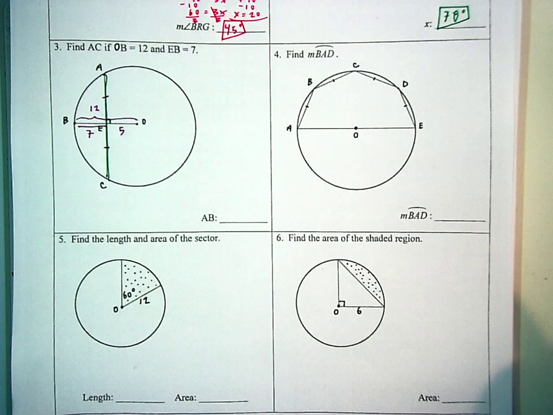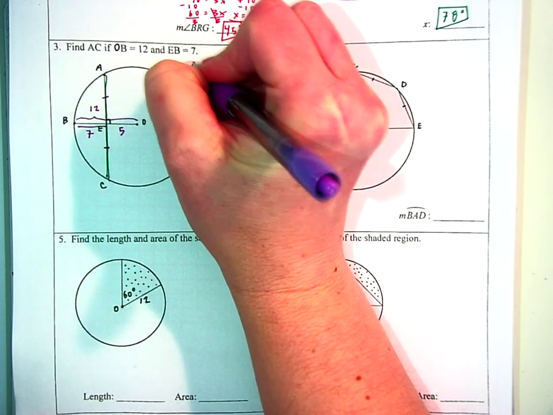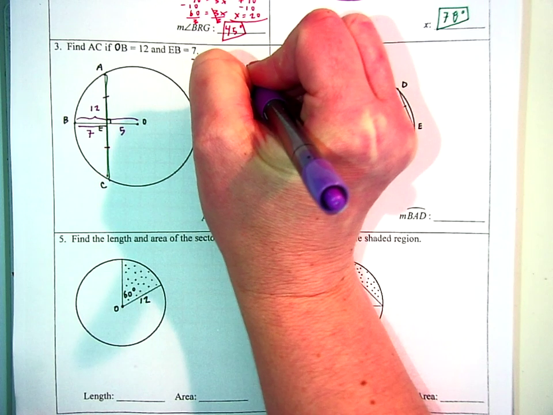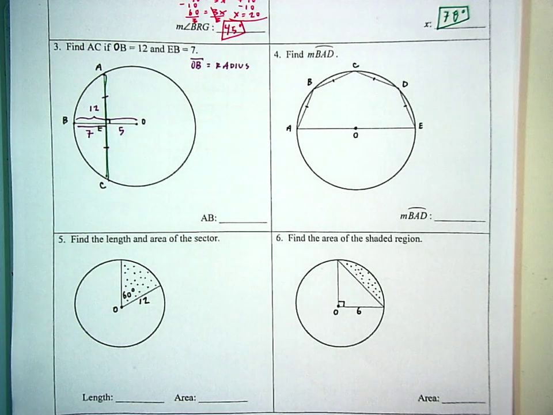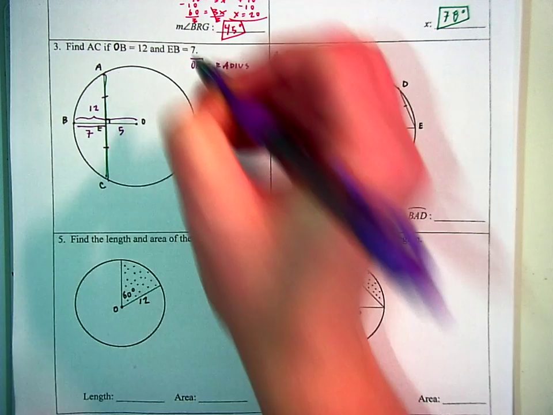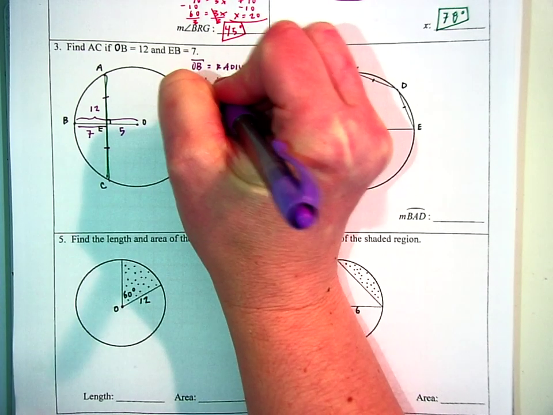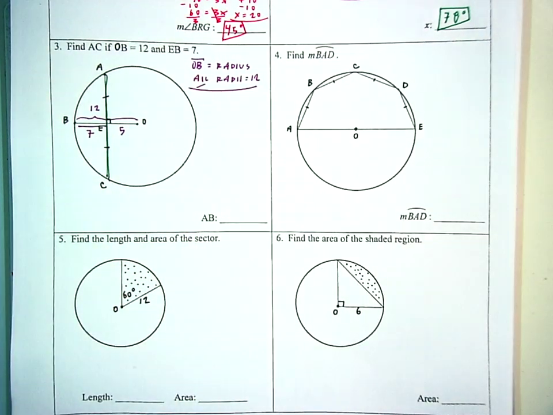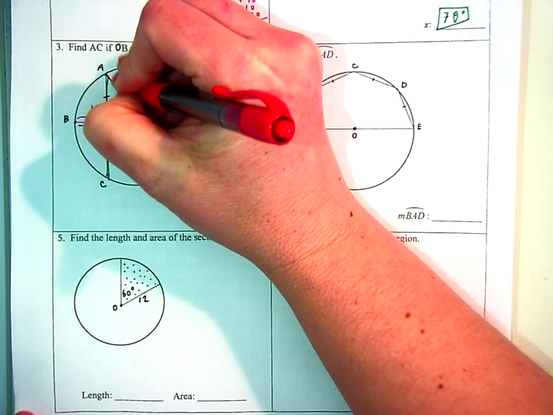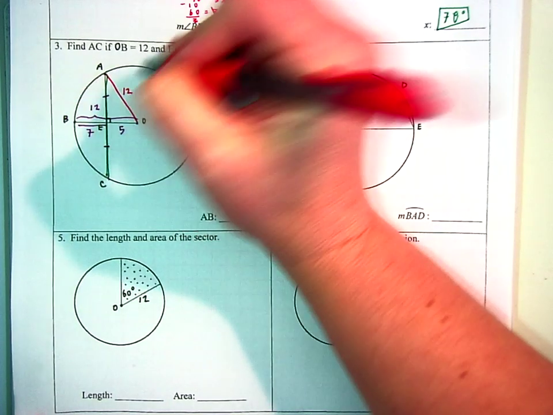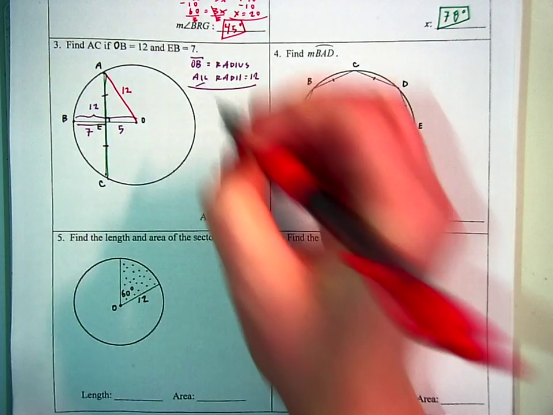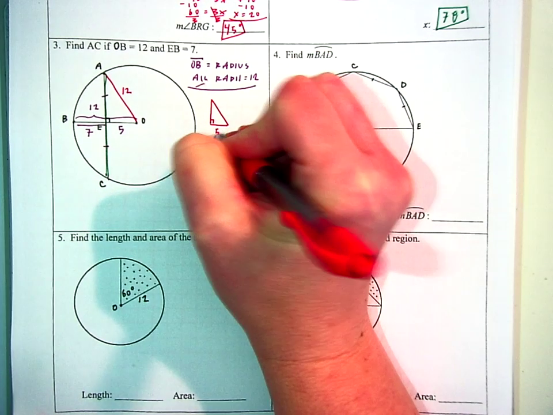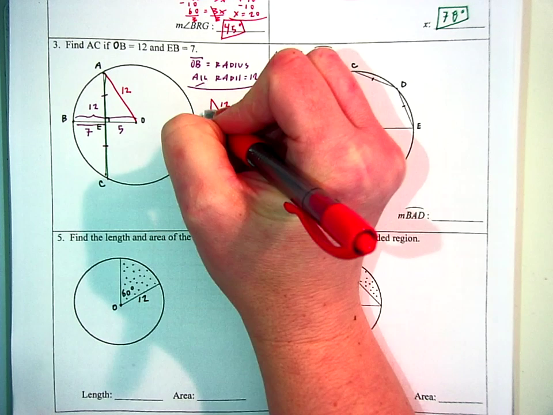Well, I want to just point out that OB, that segment, was a radius. So if I know that OB has a measure of 12, then I know that any other radius has a measure of 12. So all radii are equal to 12. So if I draw in another segment here, that part is 12. So off to the side, let me draw out a right triangle, where here I have 5 and here I have 12. I'll call this part x.